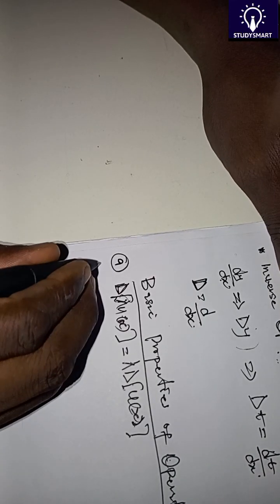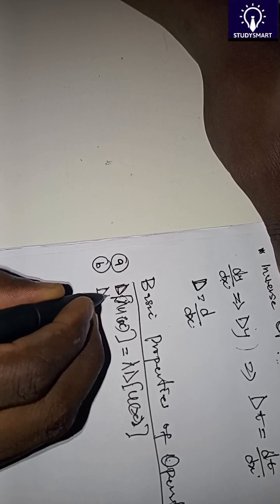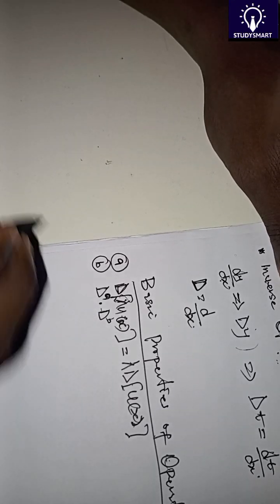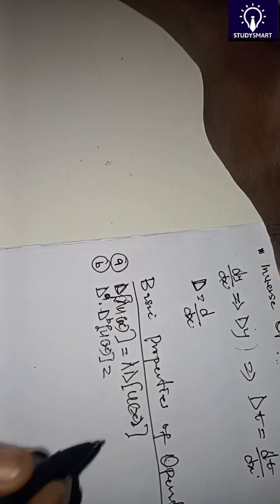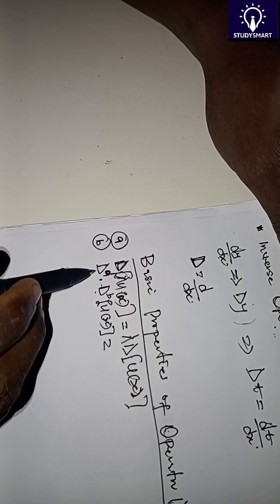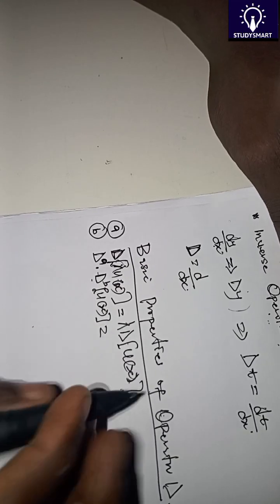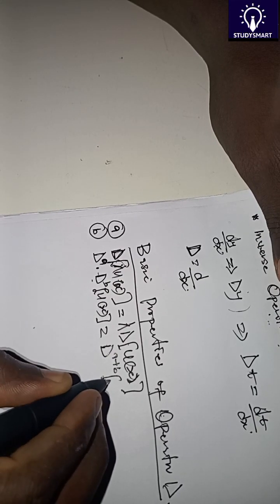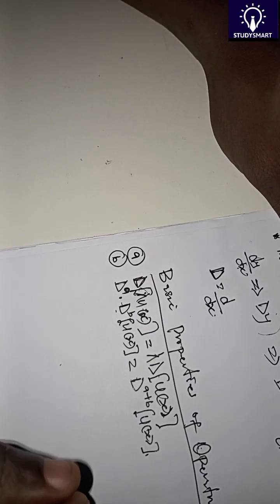The second property is if you have D to the power a times D to the power b, as a function of u of x. Just from the law of indices, we know that if you have the same bases with different powers, you take one of the bases and sum the powers. So this is going to be D to the power a plus b, all in u of x. That's the second property of operator D.